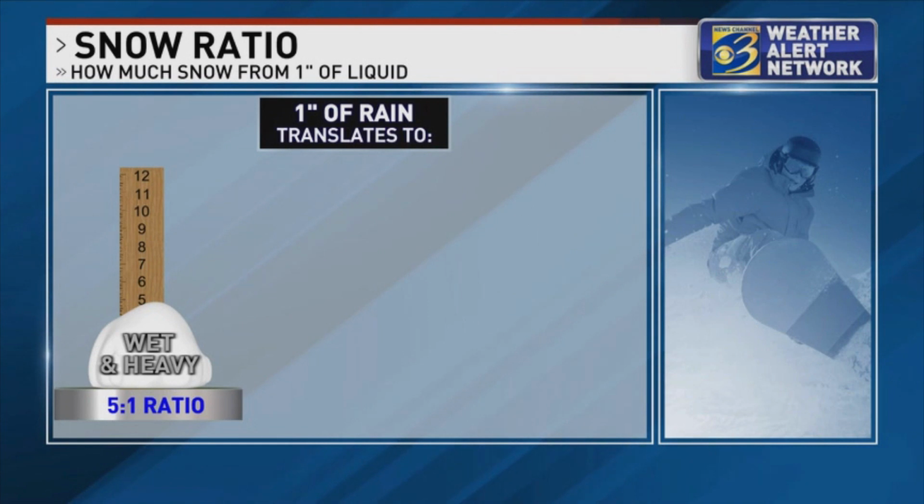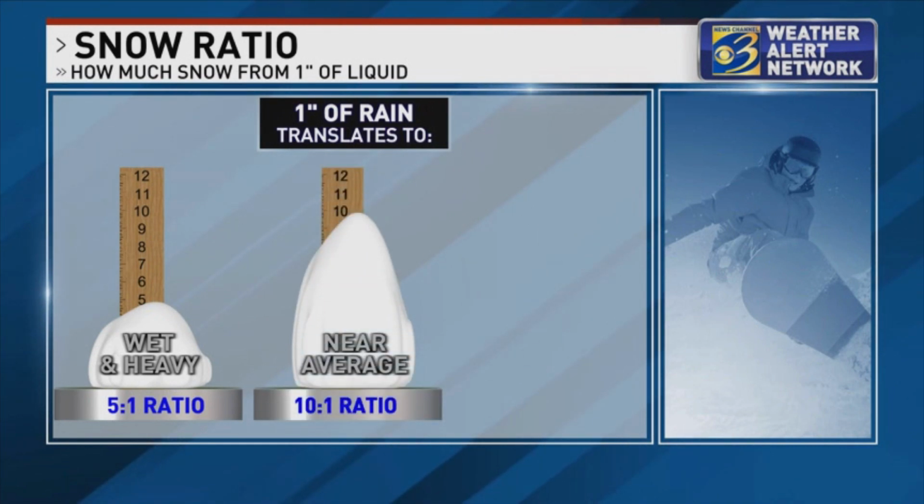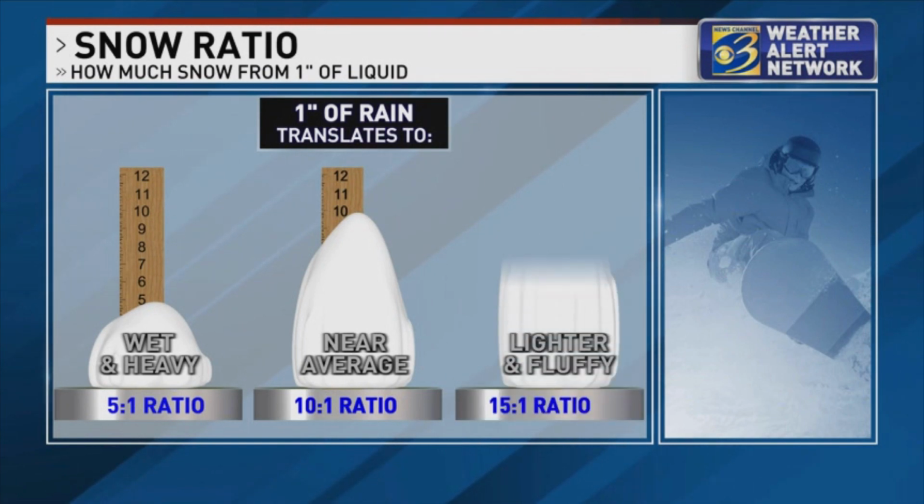Now, as temperatures get a little closer to freezing, that ratio gets a little closer to 10:1, so 10 inches of snow for every inch of rain. Now, if the air is well below freezing, the snow ratio can get much higher. 15:1 is our example here, but it can climb well into the 20s if conditions are right.